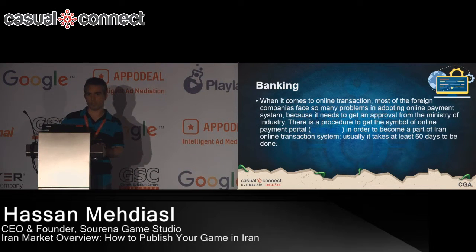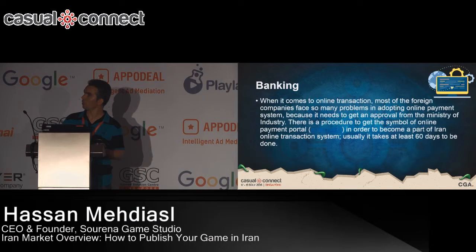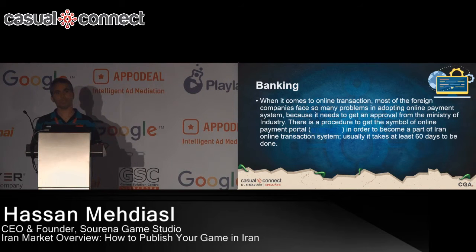If you want to do business in Iran, especially online business, you should follow some rules and regulations. The first one is getting a license from the government called Enamad. This is some kind of logo. You get it and put it on your site, and people can trust your site.